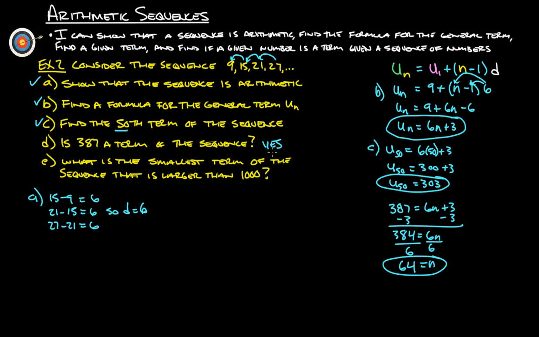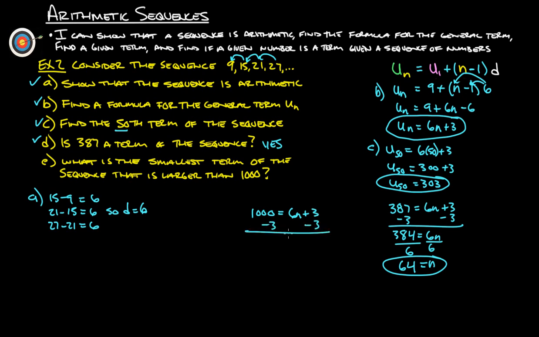Okay? And then E, what is the smallest term of the sequence that is larger than 1,000? So we're going to use the same idea that we did with D, and we are going to simply plug in 1,000 for the u sub n. So when is this sequence going to equal 1,000?